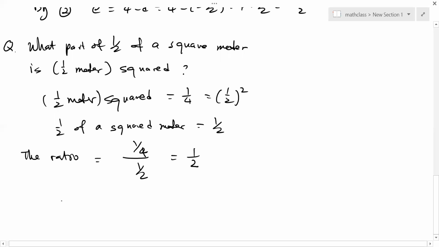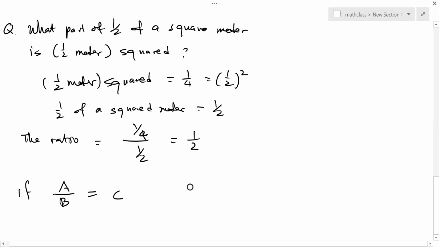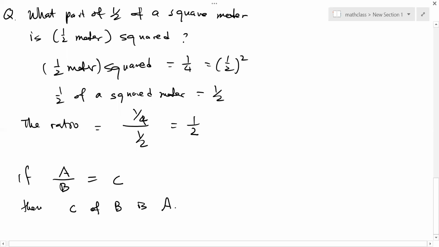In general, if A over B equals C, then C over B equals A, right? Suppose it's going to be 1/2.